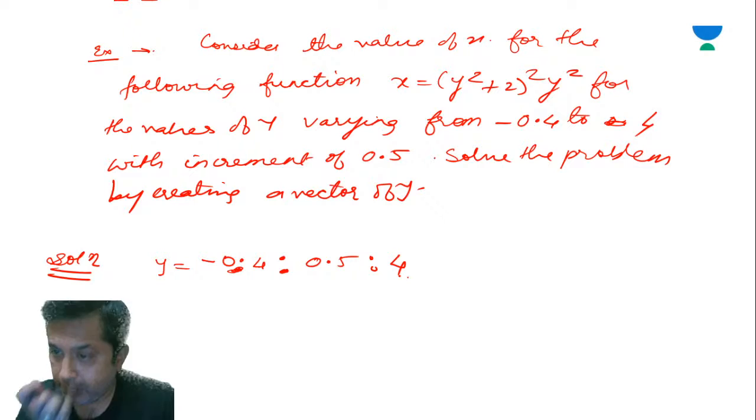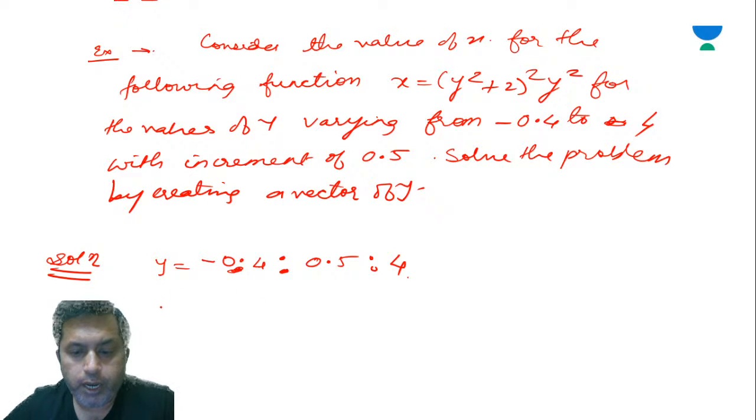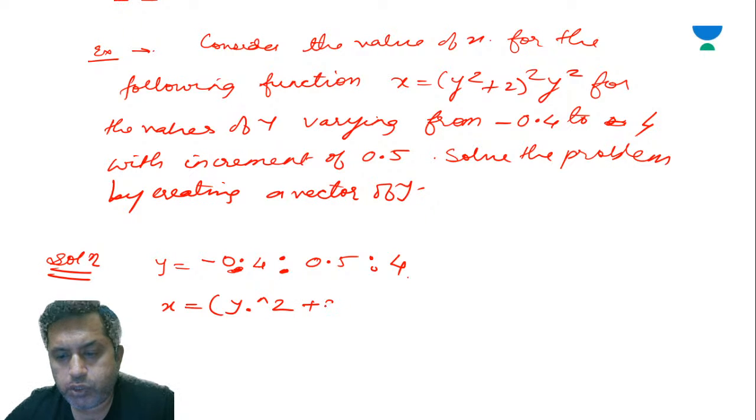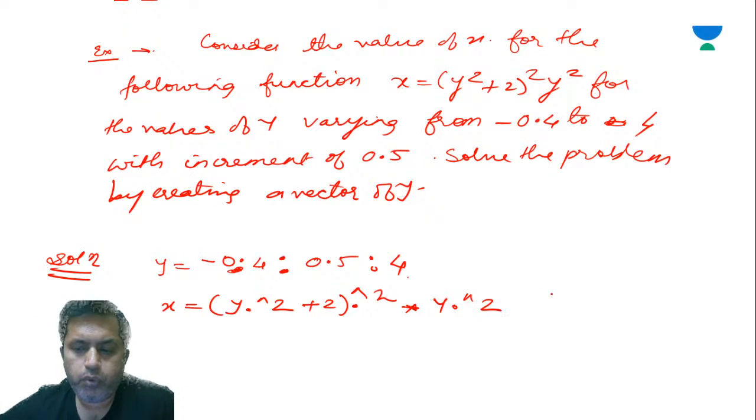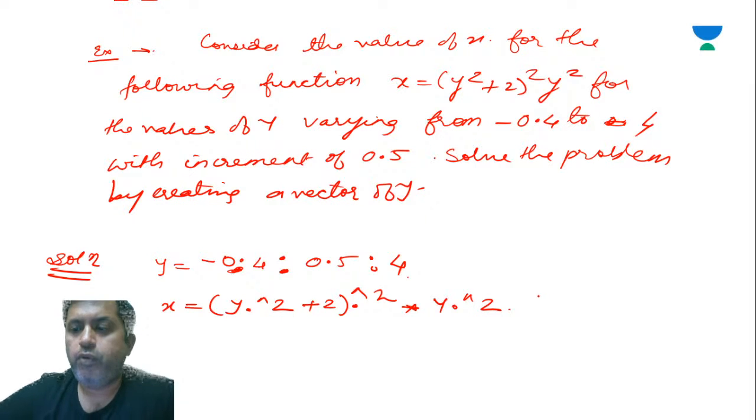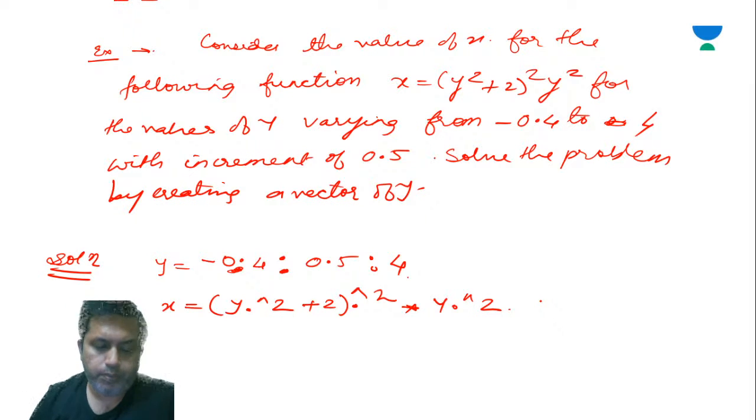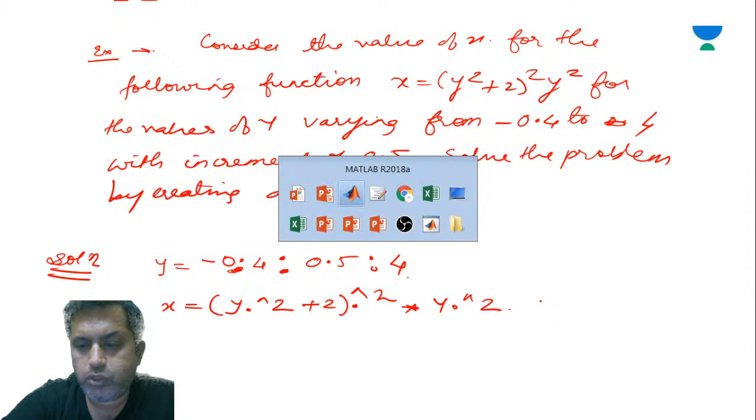Okay, then you calculate x is equal to y dot caret 2 plus 2 dot caret square star y dot caret 2. In this way you will find the answer, simple answer. Let us see hands on.